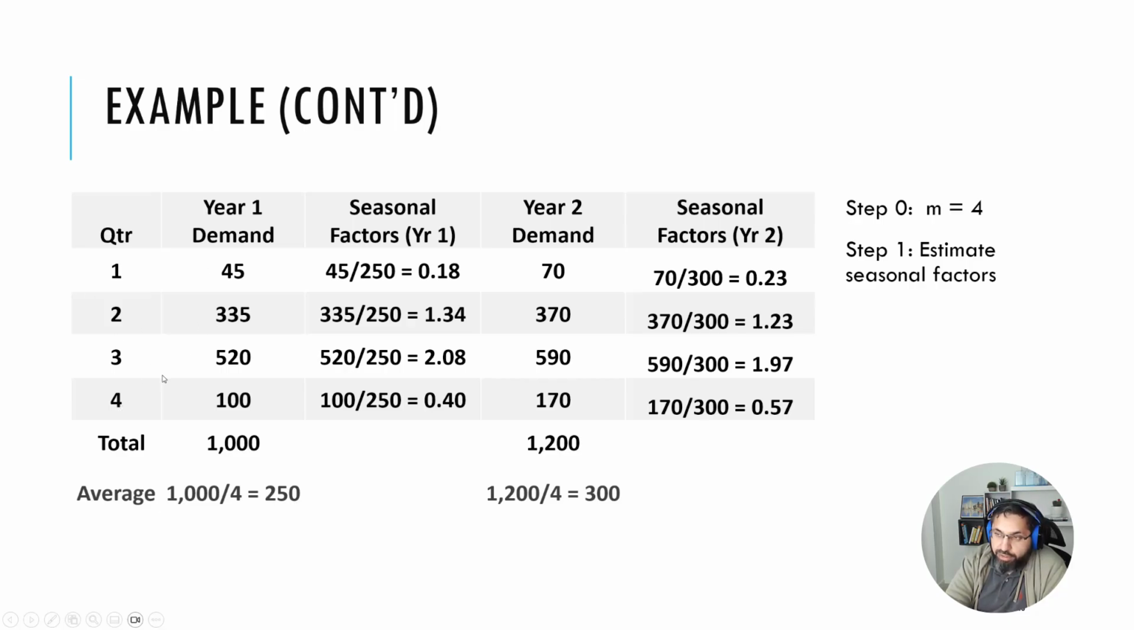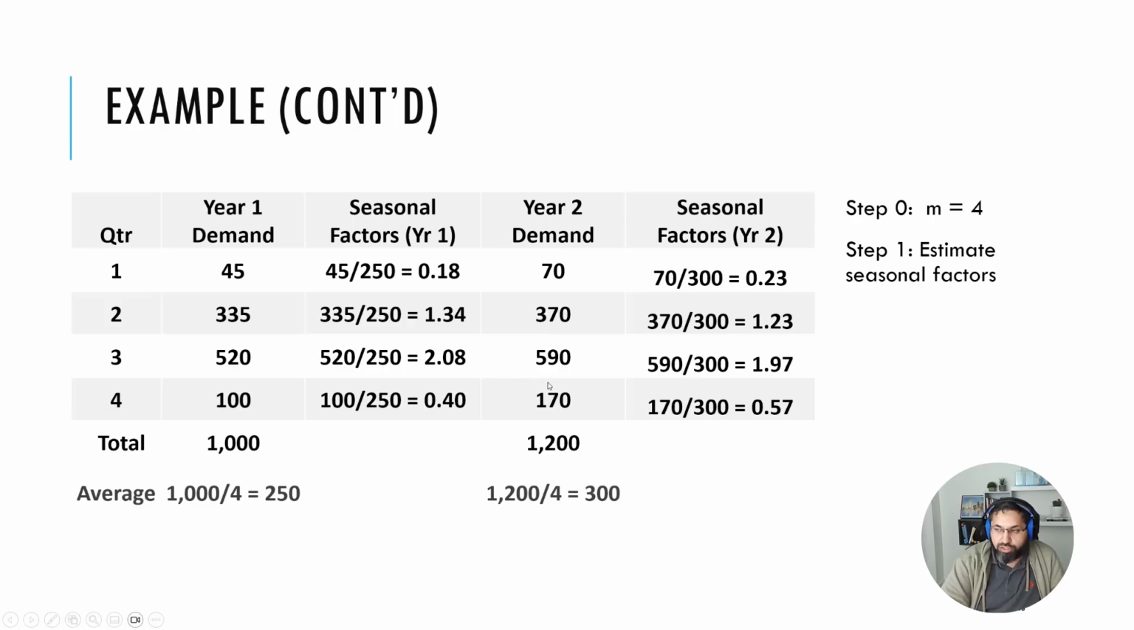Okay. Then looking at the actual values and comparing them with the average sales for the year, we can calculate seasonal factors. Seasonal factors are simply the actual sales divided by the average sales per quarter, which is 250. And we get seasonal factors for year one. The same thing with year two.